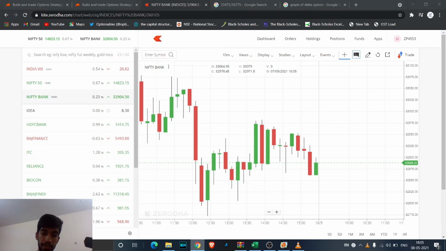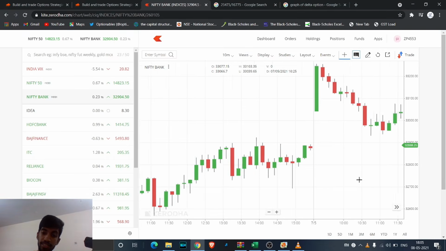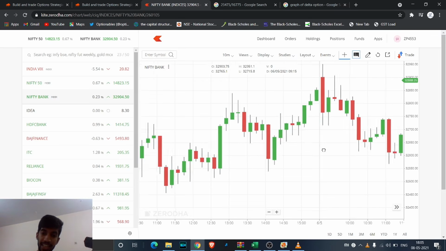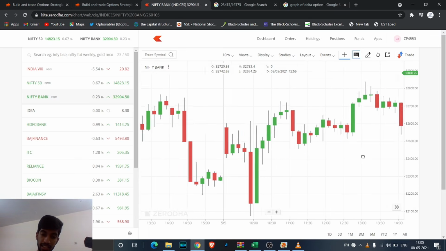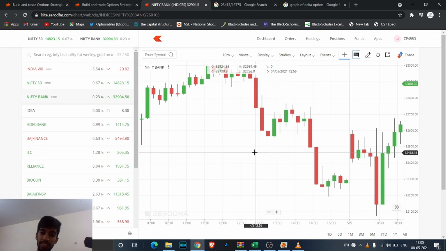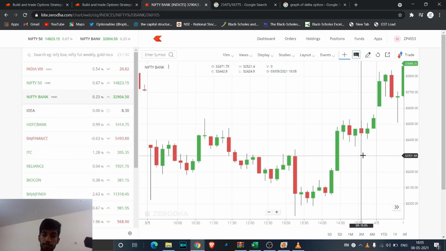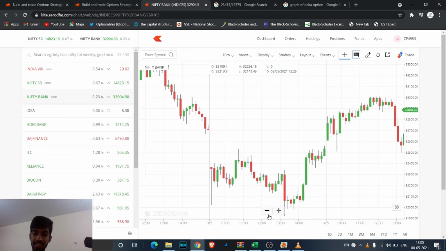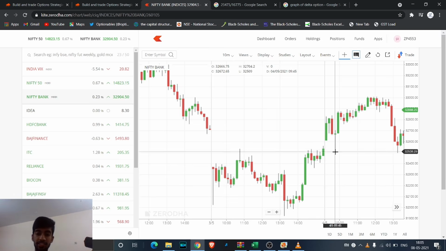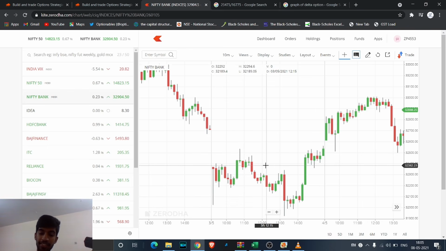Only if there's a V-shaped move like how we saw on the 3rd, we are going to lose some money, and loss is part and parcel of the game, and it is something which can't be avoided. So this is the entire video on short straddle. This is when we lost money. Once in a while you're going to have a loss, but that is pretty fine. You're going to have many more profitable days.